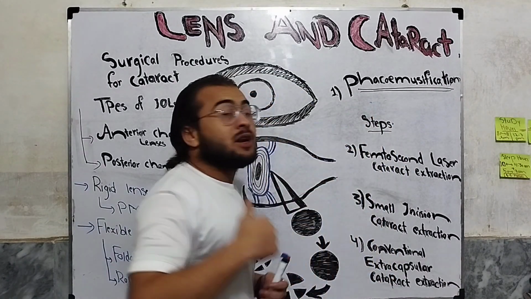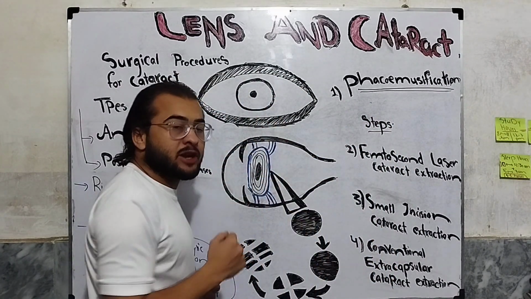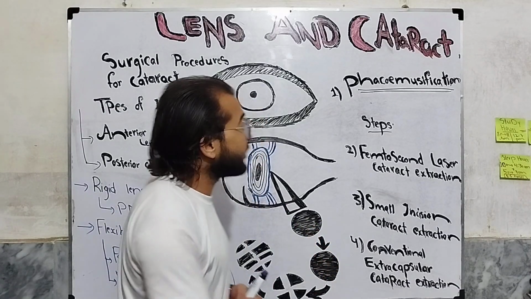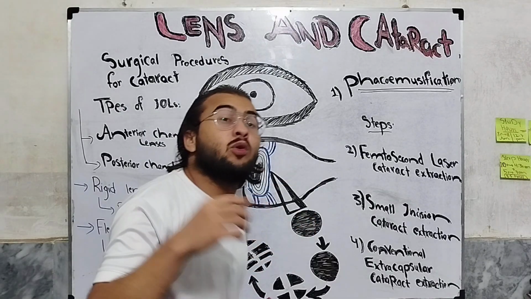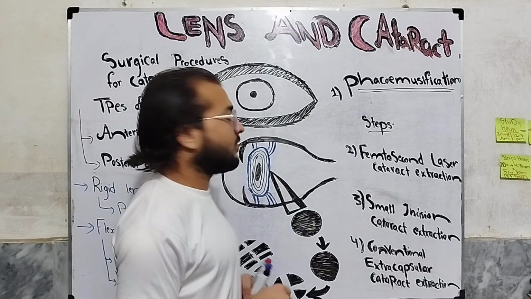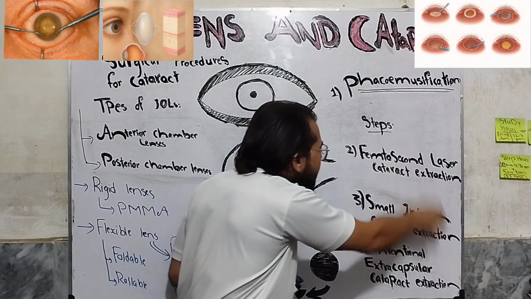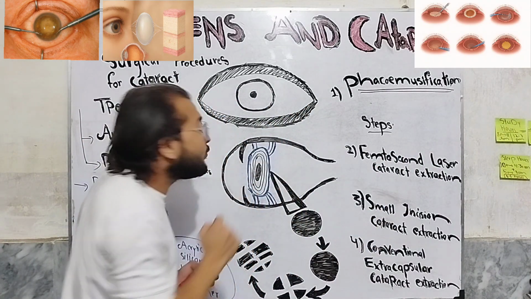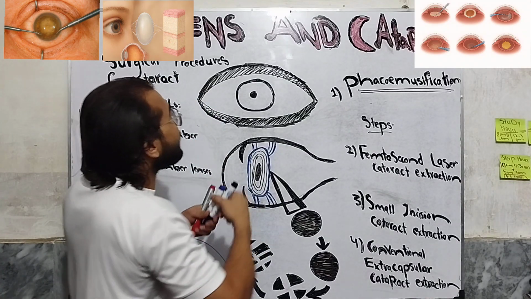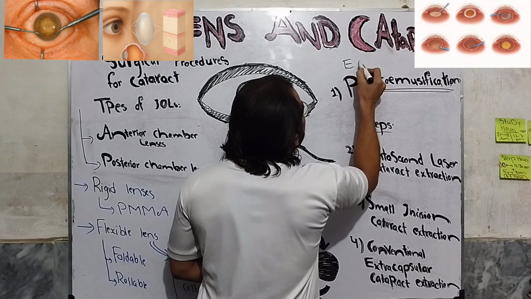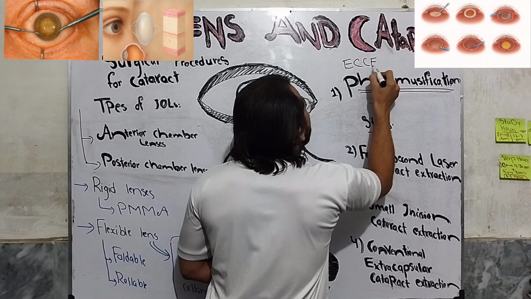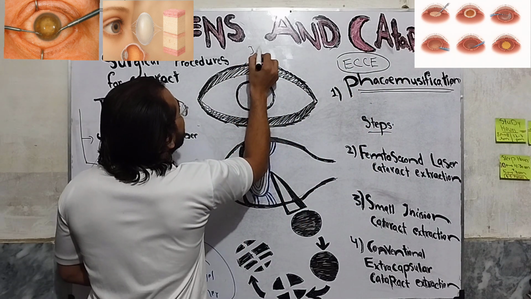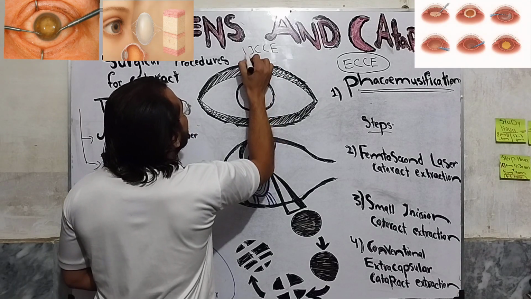Now we will discuss different surgical procedures for cataract. As I previously told you, in congenital cataract and in senile cataract the definitive treatment is only surgical removal of the cataractous lens. Before going to the surgical procedure, you should keep in mind that the lens can be removed in two ways. The first one is extracapsular cataract extraction, ECCE, and the second is intracapsular cataract extraction, ICCE.